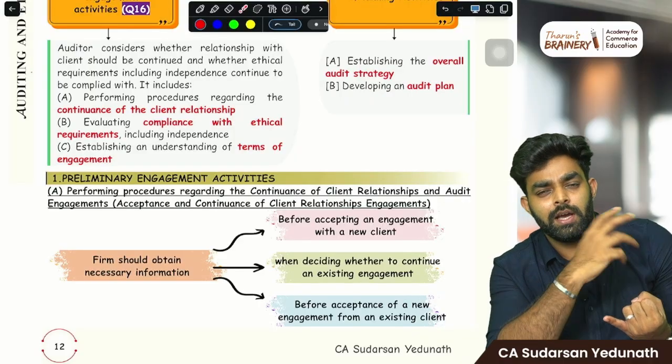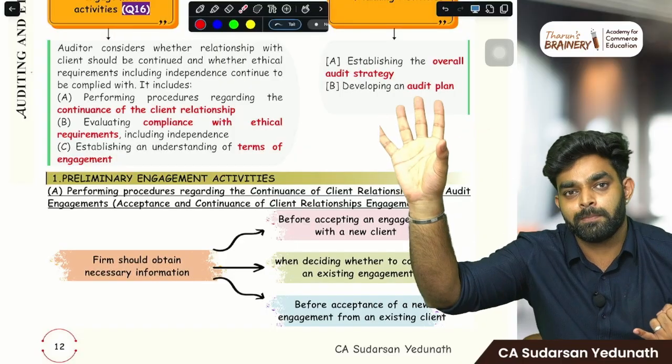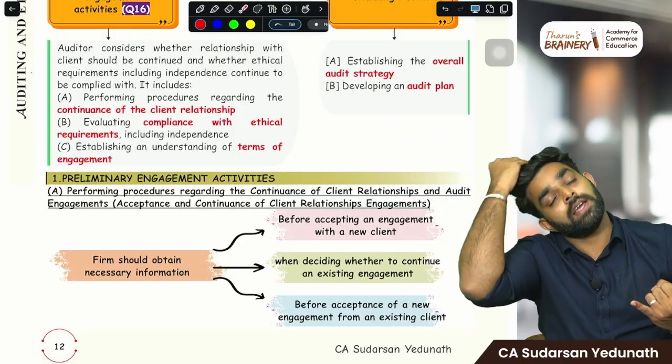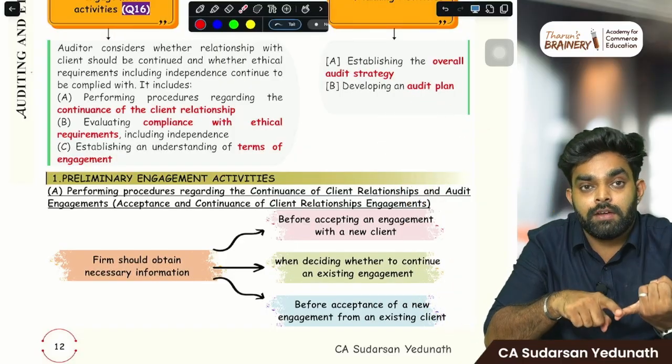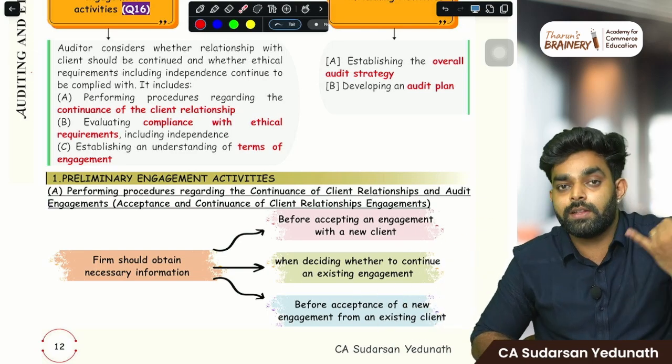Imagine it's Byju's. Last 2 years you were the auditor of Byju's. This year also if you audit Byju's, you will be gone. Like now Byju's is not there, but still I'm saying. So see the integrity of the management and decide whether to continue the relationship or not. Should I do the audit this year also?